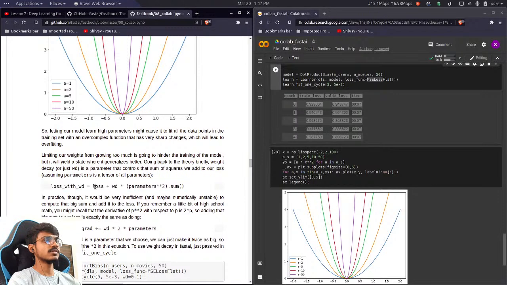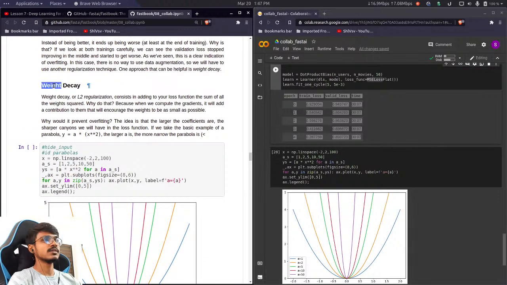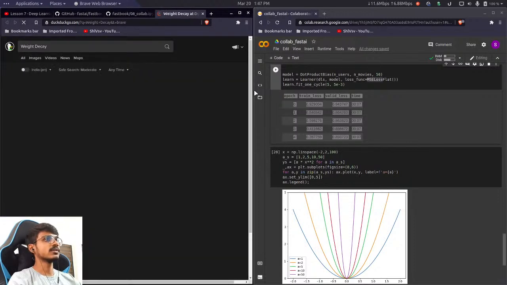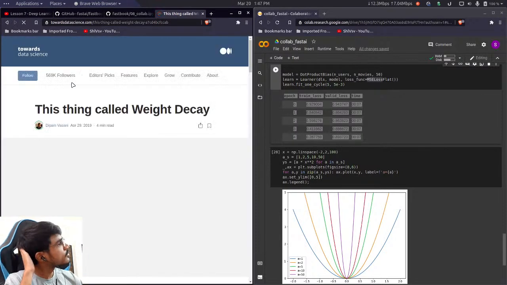Loss is another function as well. So we are adding this function to loss. Let me read it again. I think I should find out other material which might explain this thing called weighting. Okay, let's read this article because I'm not sure exactly how it works.